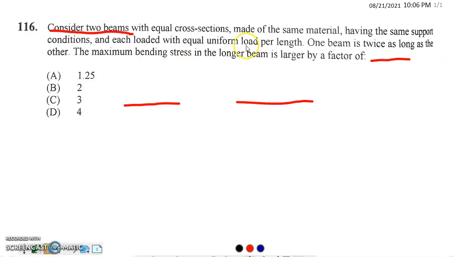Alright, so made of the same material, having the same support conditions. Let's say they have the same support conditions. Let me put a pin and a roller over here. And on the same side too, they have the same thing: a pin and a roller.